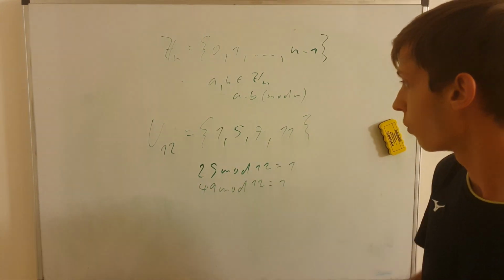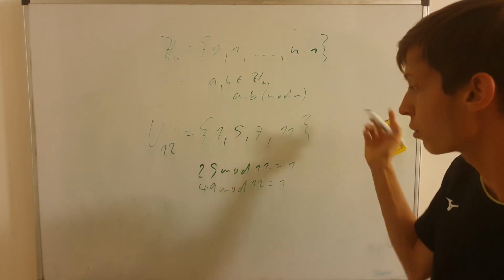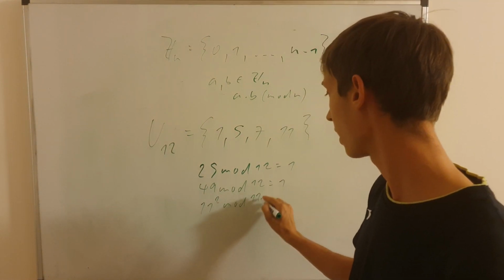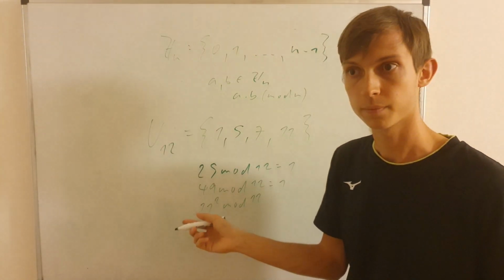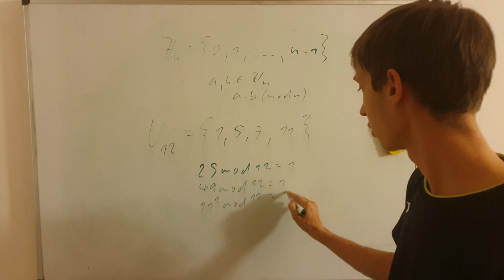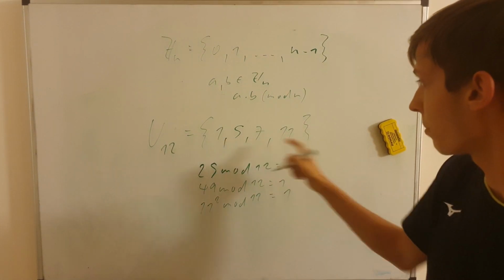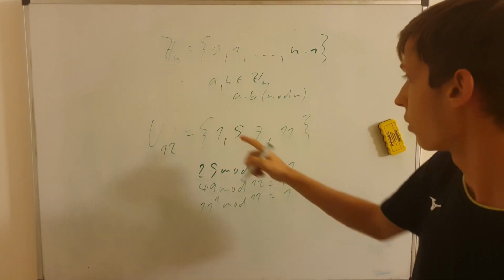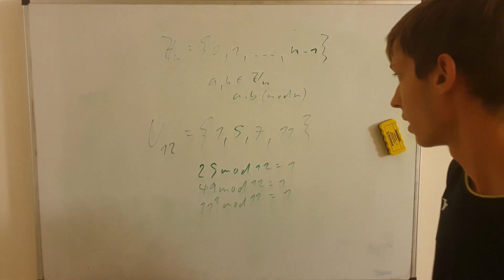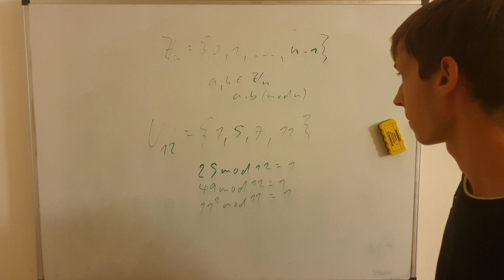And 11, well, we can try 11 to the second power mod 12, which will be 121, and 12 fits 10 times, and then 1 is the remainder. So yes, this is 1 as well. So all these numbers satisfy it, because for 1, for example, 1 to the second power is exactly what we wanted.